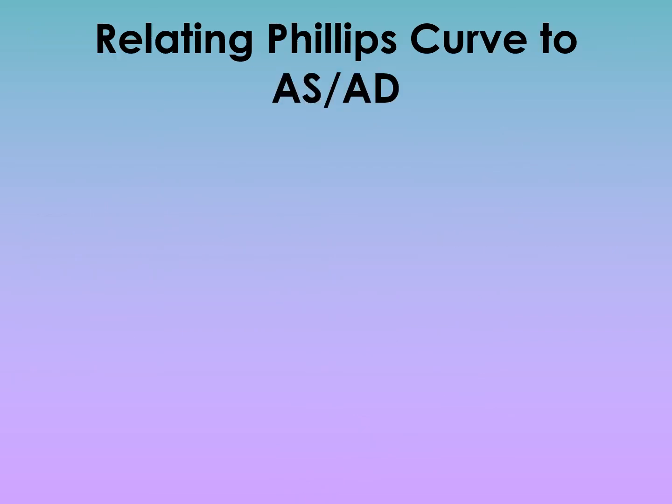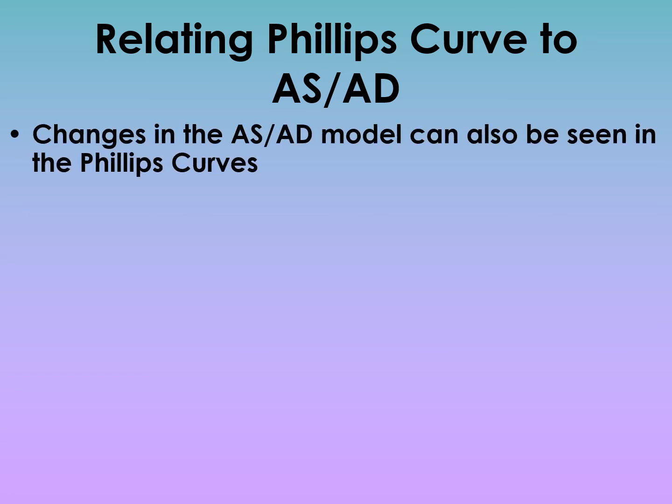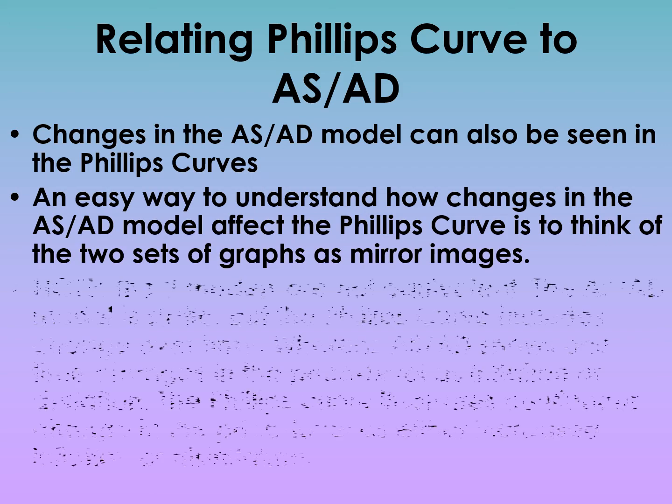All right. Now, what's really handy, if you don't really understand this Phillips curve, but you do understand the ASAD model, you can fall back on what you know about the ASAD model to understand the Phillips curve. Because changes in the ASAD model can also be seen in the Phillips curve. An easy way to understand how changes in the ASAD model affect the Phillips curve is to think of the two sets of graphs as basically like mirror images, okay?